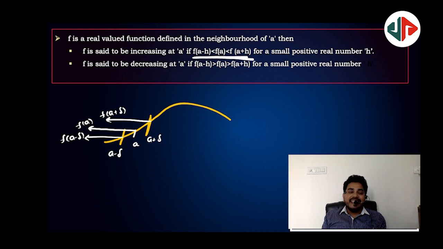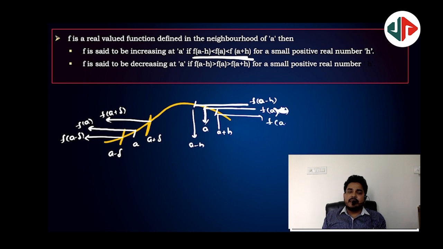This function is increasing. And if you take these 3 points, this is a, this will be a plus h, this will be a minus h. So look at here, this is f of a minus h. You have here f of a, and this one is f of a plus h. So as x is increasing, function value is decreasing. We call it a decreasing function. As x value increasing, function is also increasing. We call it an increasing function.